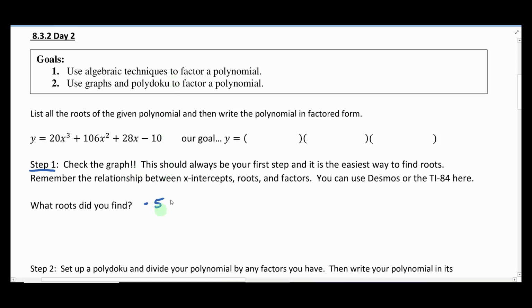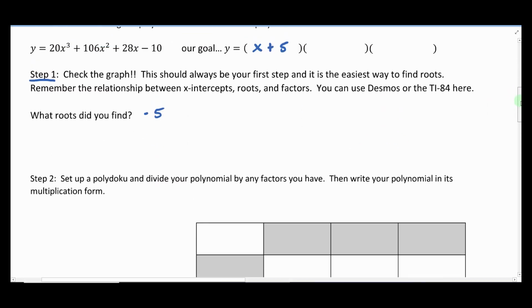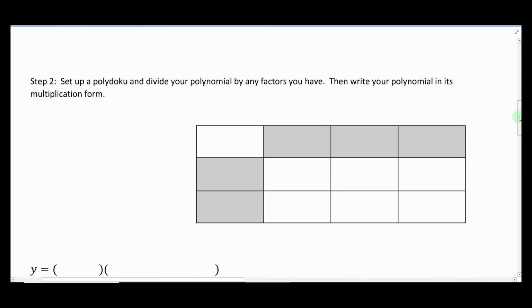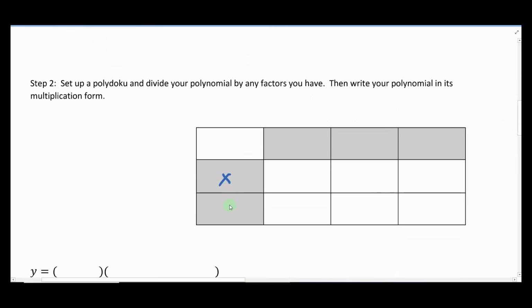If we have a root of -5, that means that we have a factor of x plus 5. So we have one of our factors. We need to find the other two. So going down here, we're going to find the other two using Polydoku. First, we're going to take our original polynomial. We're going to divide it by the factor that we have. So I'm going to take this x plus 5 and put it here along the side.